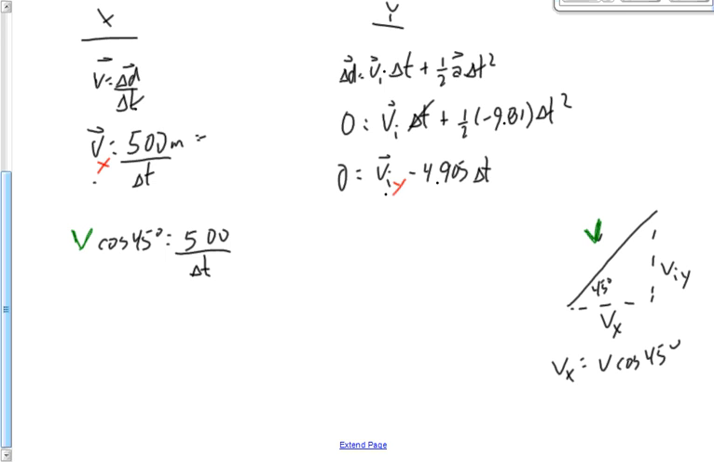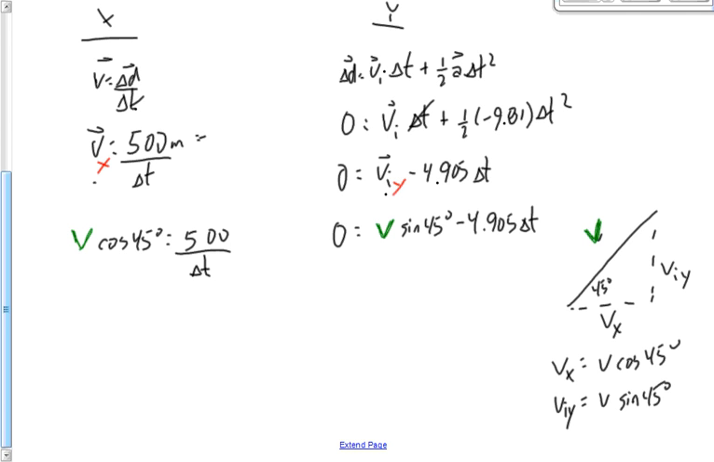Okay, it doesn't look any closer to being done, but we are actually a little bit closer here. For the y component, we're going to say 0 is equal to, what's v_iy? Well, if we say sine 45 is equal to opposite over hypotenuse and rearrange that, v_iy would be equal to V sine 45 degrees, V being the hypotenuse, V sine 45 degrees, subtract 4.905 times t.